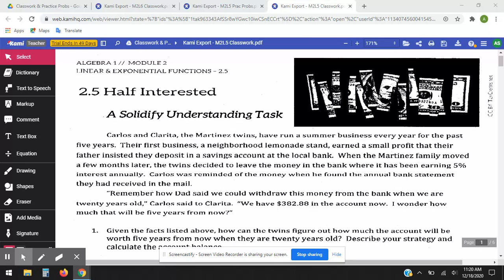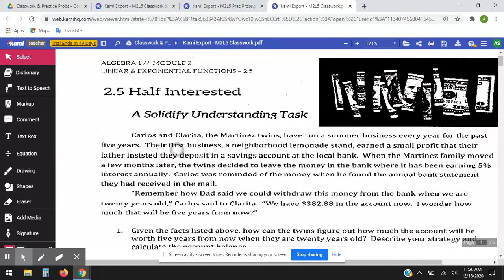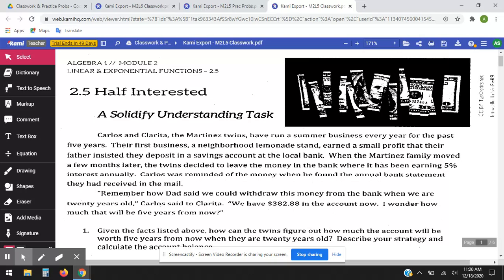So this time we have Carlos and Clarita, Martinez twins, who have run a summer business every year for the past 5 years. The first business, a neighborhood lemonade stand, earned a small profit that their father insisted they deposit in a savings account at the local bank. When the Martinez family moved a few months later, the twins decided to leave the money in the bank, where it's been earning 5% interest annually. So that means every year.